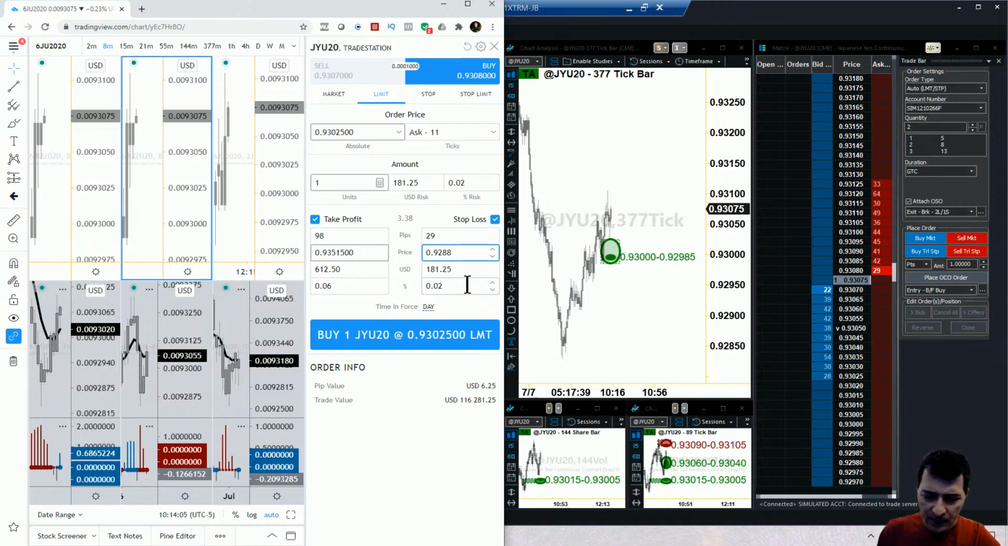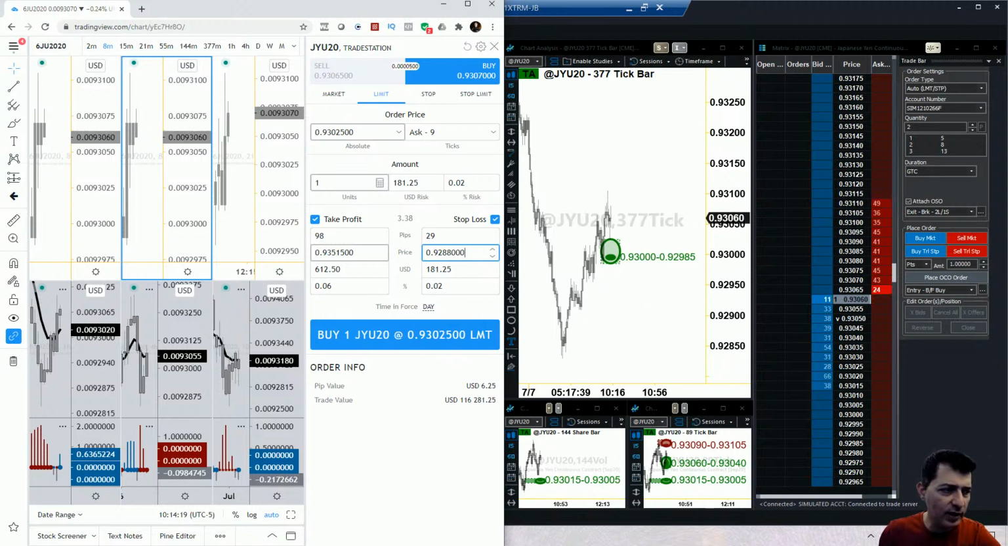Now I have it right. So 181.25 and 612 would be the profit. That's a 3-to-1. Okay, so this is the trade that we're going to put in place. And then the only thing missing here is that I have not calculated the safety target. So let me bring a calculator.